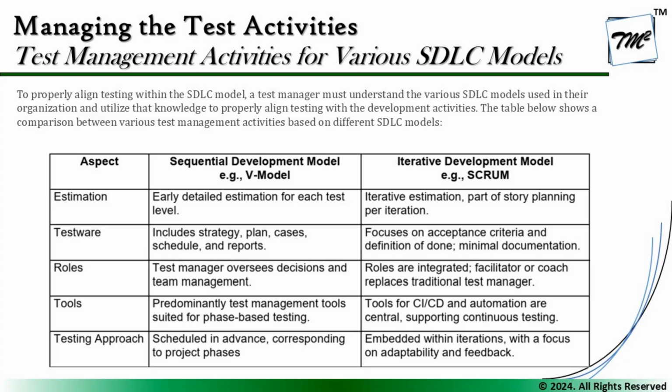Further to add here, of course, we do have testing approaches. When it comes to sequential, testing is scheduled in advance, corresponding to various project phases. But when it comes to iterative, it is embedded within iterations with a focus on adaptability and feedback. So we understand that when it comes to Scrum or iterative development models, we look forward to understanding how we are making the system, what the customers think of it, and what improvements we shall make to make it better. But sequential generally looks forward to building the product. However, there are often no interactions with the business representatives, and that's how things are slightly different when comparing both of them.